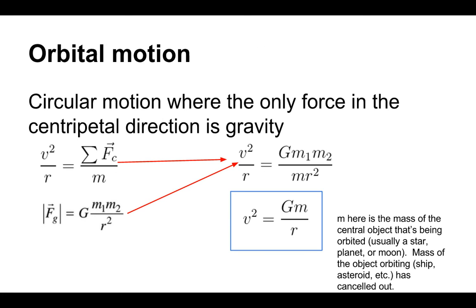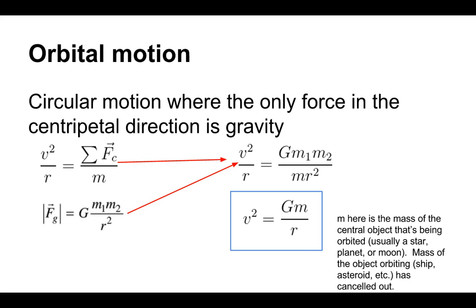Okay, and then the last thing that we did, or I don't know, the middle thing that we did actually, was orbital motion. These are out of order, I guess. Orbital motion we'll think of as circular motion. Often orbit isn't quite circular, but for things like planets and moons, it's often very close to being circular.